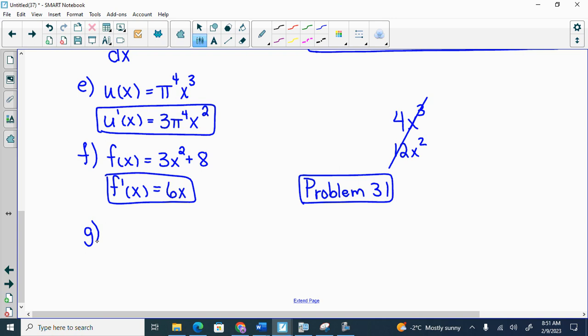G. Negative 1/2 u squared, u of x. You try that one.